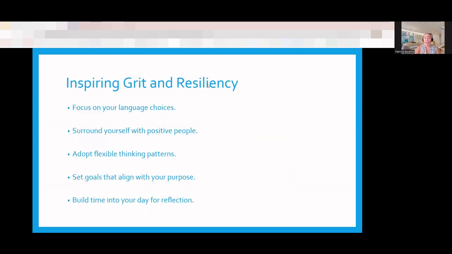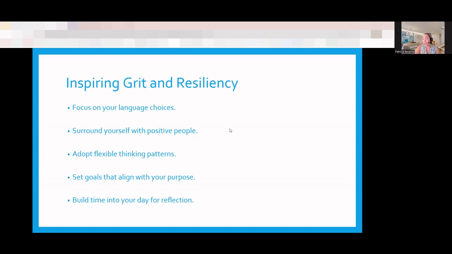So again, when we're wanting to inspire grit and resiliency, we want to focus on the language choices. When you praise someone for a characteristic or strength, it teaches people that there's a fixed mindset. Like, you are really smart, or you are so flexible. But if we praise our students for the effort or strategy, that fosters resilience.